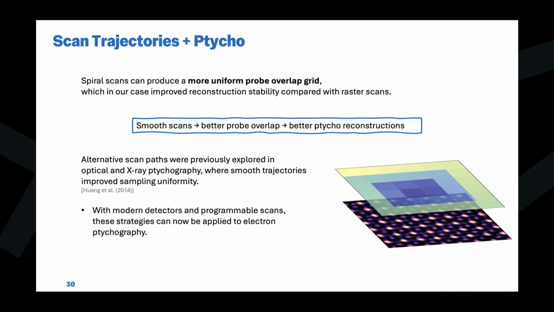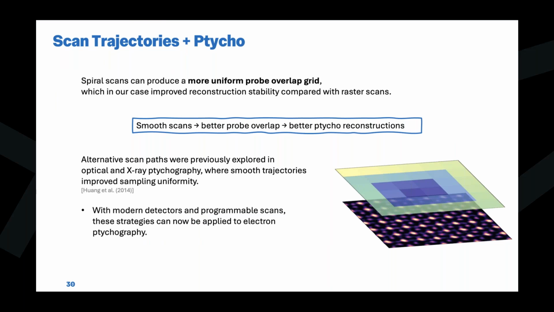There are many other acquisition parameters that are relevant as well. But we can see that having a smooth scan trajectory that has no flyback or line-by-line effects, we can get a more uniform probe overlap grid. And this is why we can keep the resolution or really push this reconstruction even further.